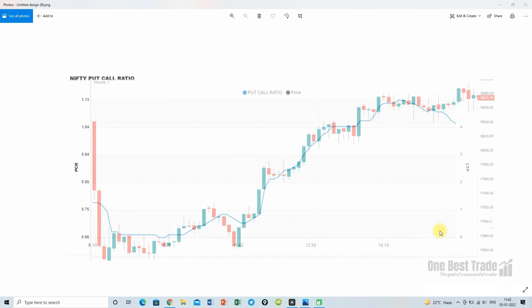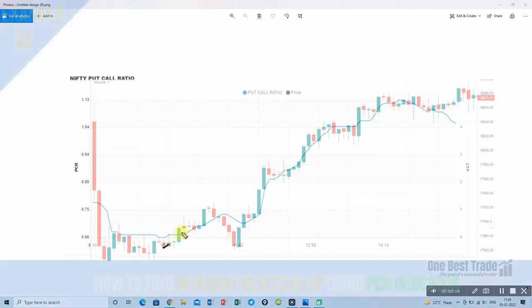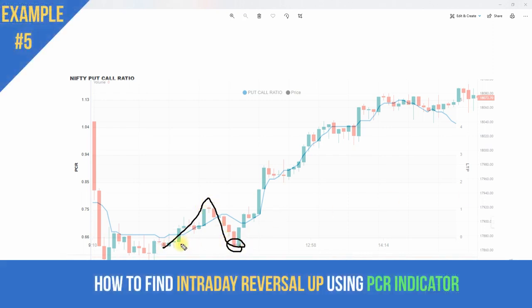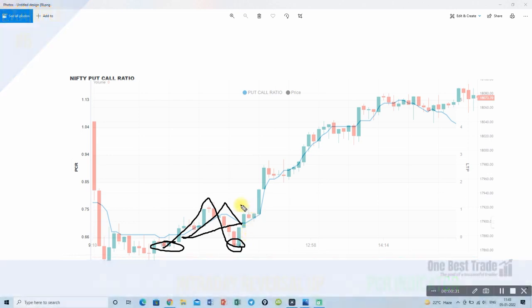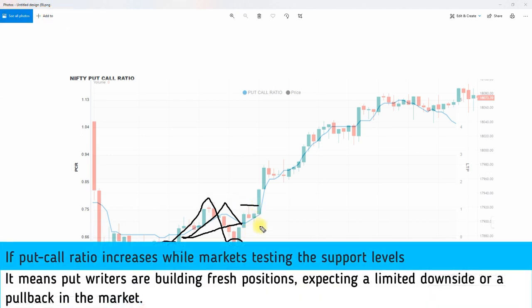And now let's see another example, how to spot the trend reversal using PCR indicator. In this example, you can clearly see the price is making a double bottom, but already PCR indicator is making higher high, higher low and creating a very good divergence. This indicates potential trend reversal. All you need to do is just enter well above the swing high. If it breaks, then we can see very good up move. This is how you can spot a trend reversal using PCR indicator.